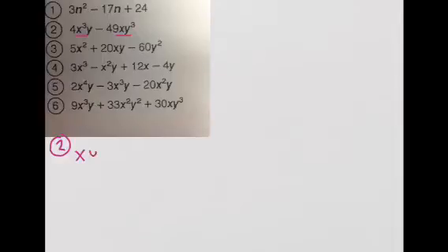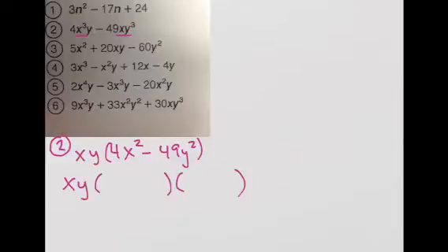So for 2, the GCF is, I look at the x's and the y's, they have an xy in common. So 4x squared minus 49y squared is what I have as my other factor. And I recognize that this is the difference of two squares right here. Okay, and there's a special pattern for factoring the difference of two squares. So I'm going to bring down my xy and then set up my two parentheses.